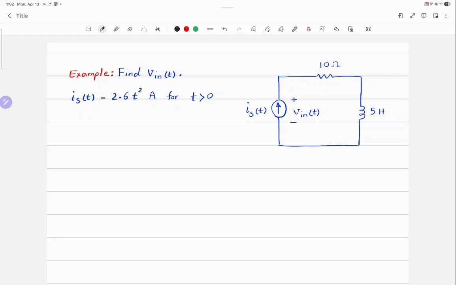KVL and KCL. If you remember our review meeting, what are KVL and KCL based on from physics? Conservation of energy and charge. Can they be violated under any circumstances? No. So it doesn't matter what you have. If you have a resistor, a capacitor, inductors in the circuit, you can still use KCL and KVL, right? So, knowing that, answer my question. How do you approach this problem?